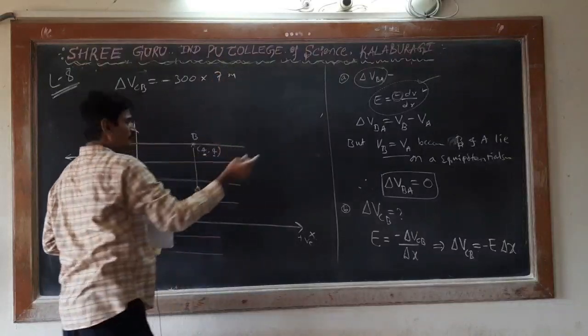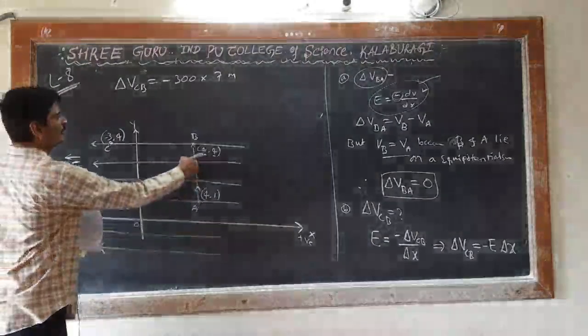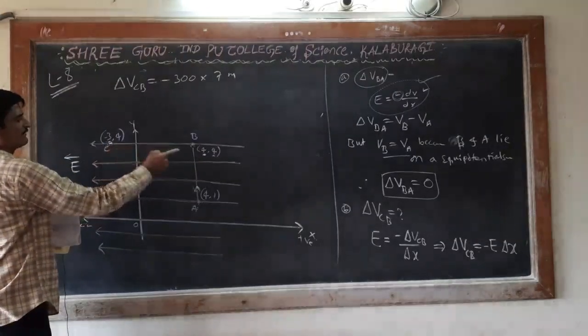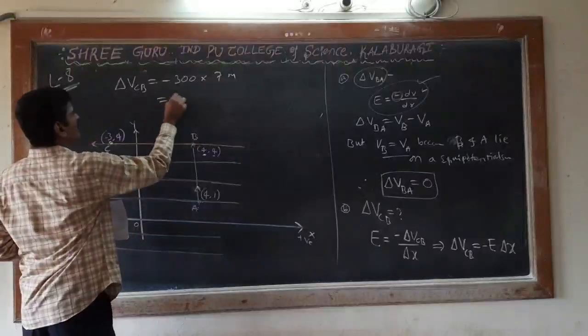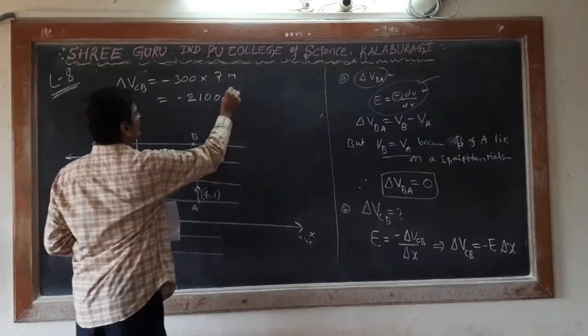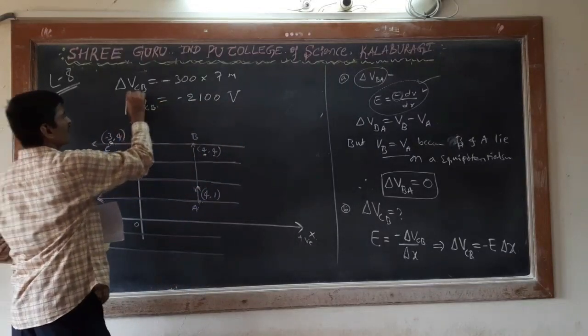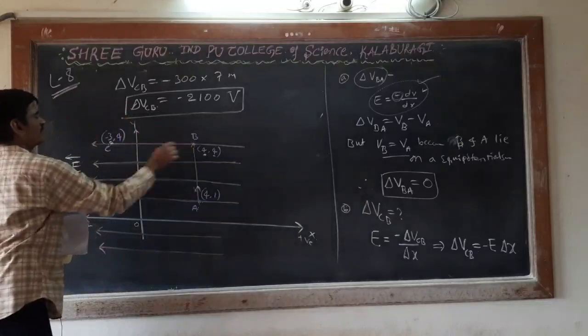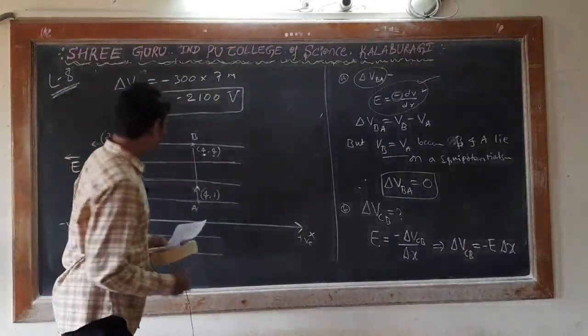So from geometry you can write delta X is equal to x2 minus x1. So 4 minus of minus 3 becomes 7. So displacement is 7. Therefore it will become minus 2100 volt. So this is the potential difference between B and C. Understood? Got the idea? And now next, what do we want?